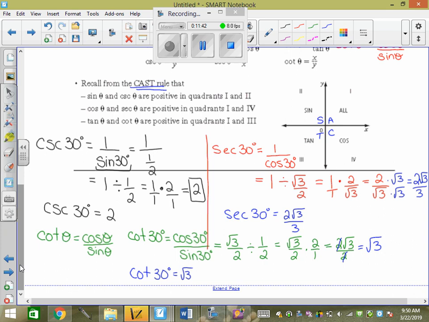Its bestie, secant, is also going to be positive here. Why is secant also going to be positive? Because it's just 1 over cos. So I take my cos and I flip it. So if my cos was positive, my secant has to be positive. Okay?